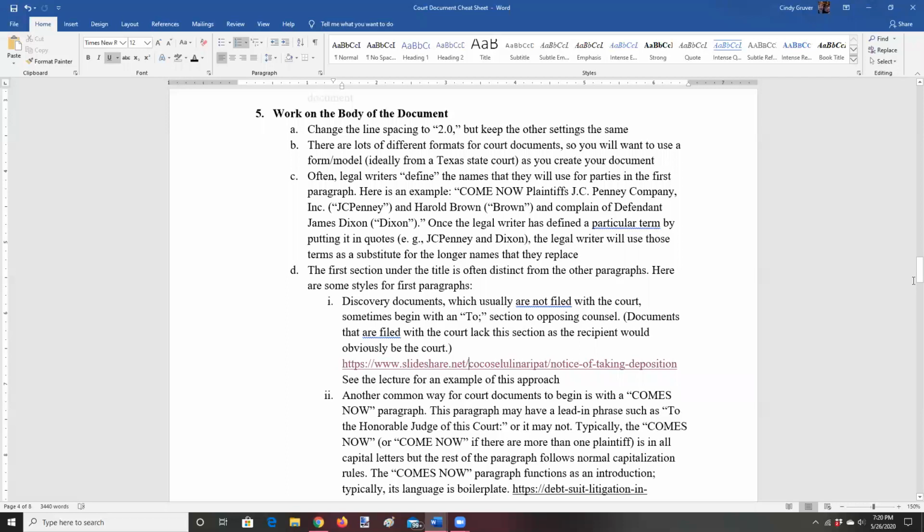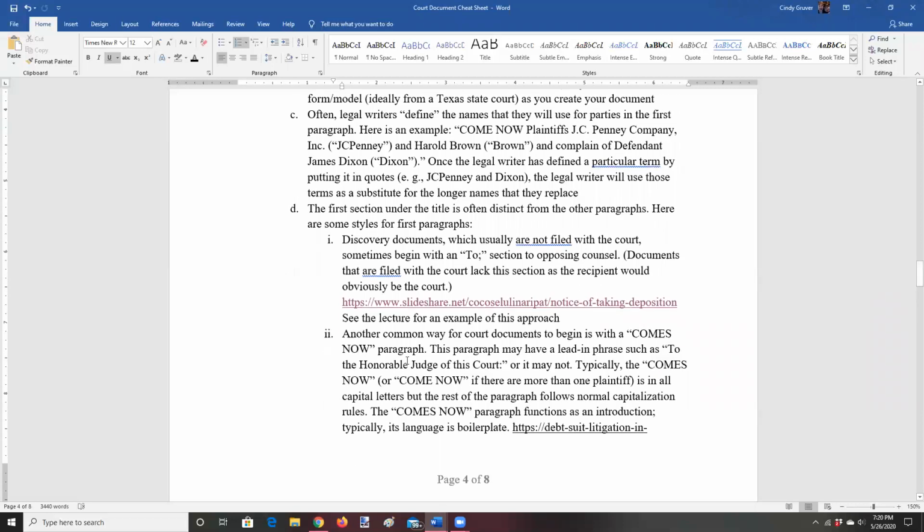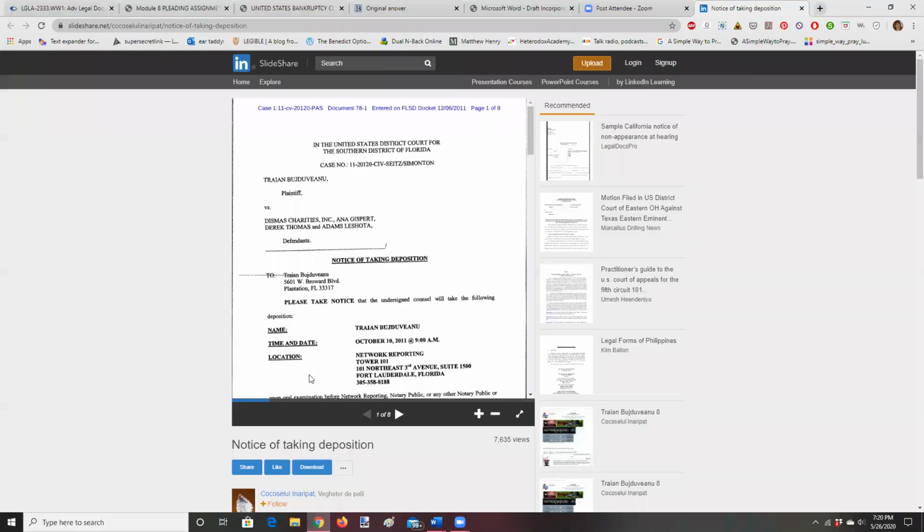Okay, so now we've already talked about the comes now paragraph. A lot of times you will see before the comes now paragraph that there's a section to the Honorable Judge of this court. This is kind of analogous to the to section we have here. To, I can't pronounce this name, but we'll say it's Bob Smith, to Bob Smith. Just like you're addressing it almost like a letter or an inside address, although we don't technically use an inside address in court documents.